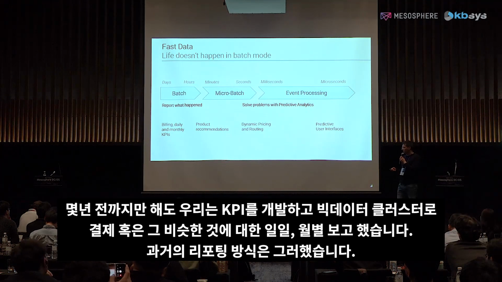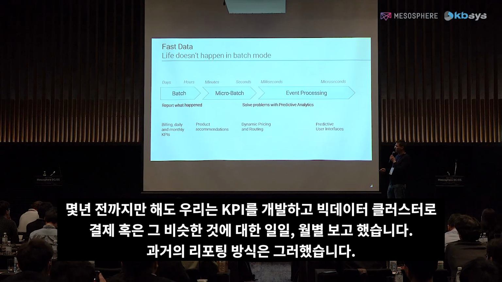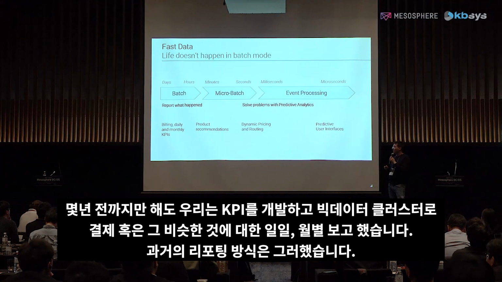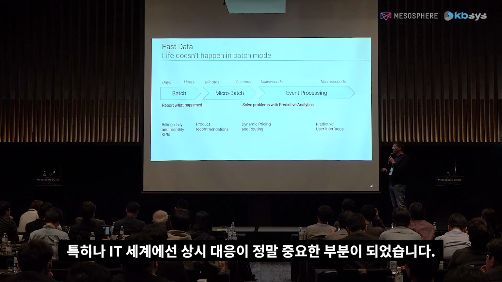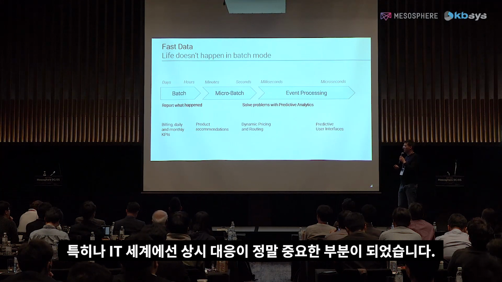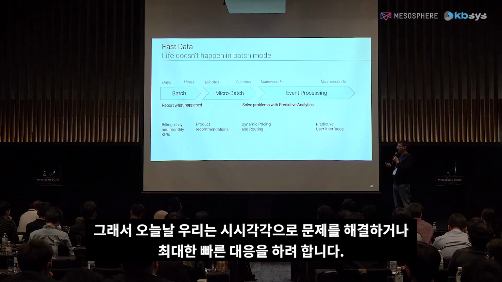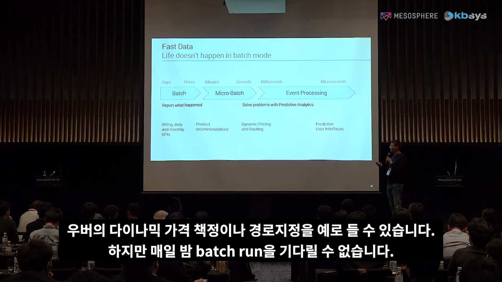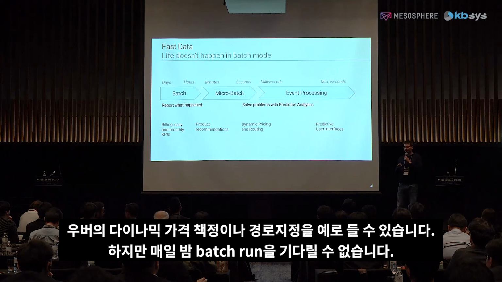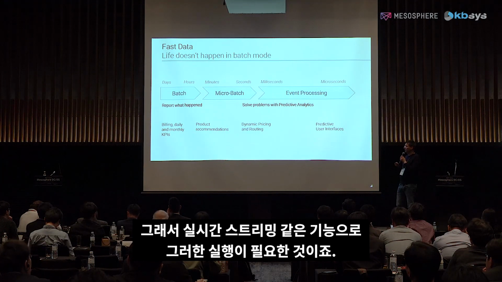So originally, a couple of years ago, we were mostly building KPIs and doing daily, monthly reporting, using big data clusters for billing and similar things that were reporting basically what happened in the past. But especially with the IoT use cases, it became more and more important to react to what was happening in real time. So today, we're trying to solve problems in real time or near real time, which means, for example, things like dynamic pricing and routing, as our colleagues from Uber are also doing. But you can't wait for a nightly batch run to do so, so you need something like real-time streaming to do so.